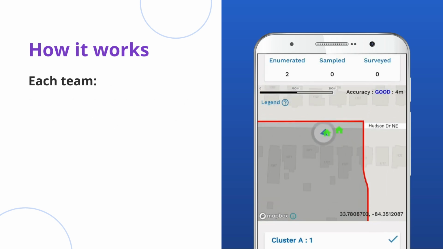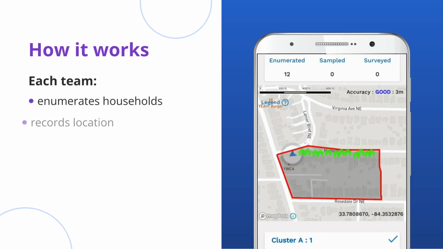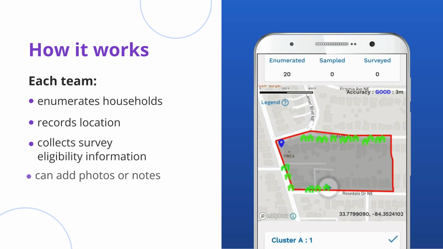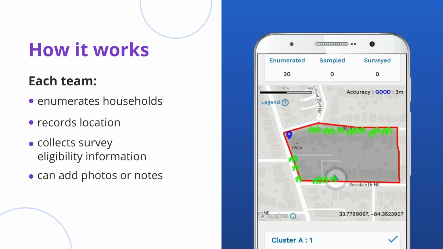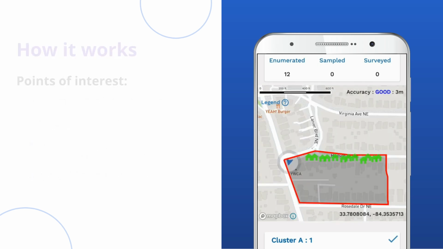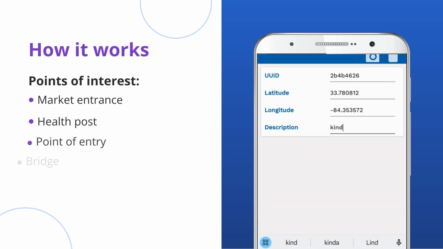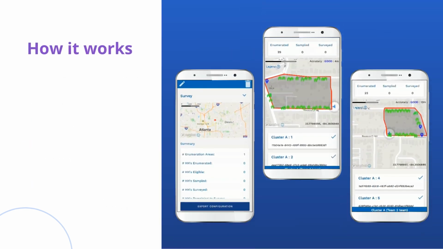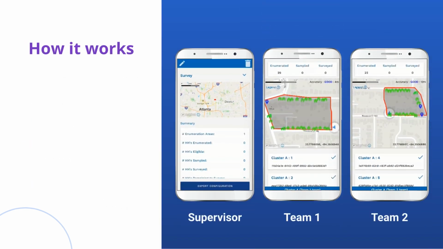Each team uses GPSSample to enumerate each household in their cluster and record its location. The team collects basic information about each household that determines whether it is eligible to be sampled. A team can even add photos or notes about points of interest to help later when navigating back to sampled houses. When all teams are finished enumerating, they meet in the field in a central location.